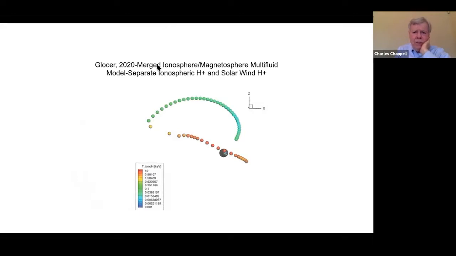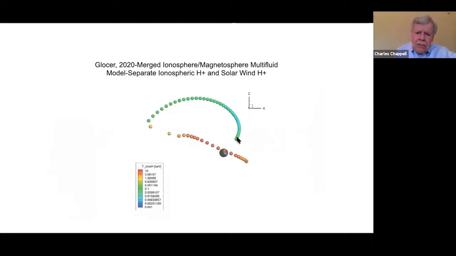So he feeds in polar wind. He's got a plasmasphere, a ring current, a plasma sheet, and it's multi-fluid. And he chooses a separate fluid for the ionospheric H plus and the solar wind H plus. So this model can tell you the difference in where these H plus ions came from. And since that's the dominant ion, that's a really important thing. I'm going to show you something more about that in just a minute.